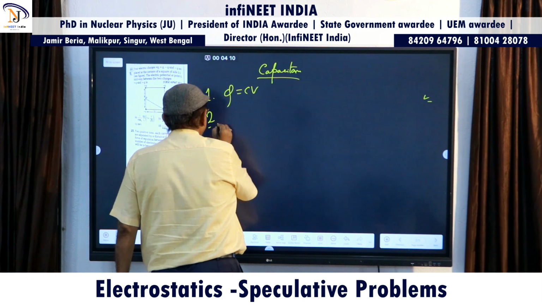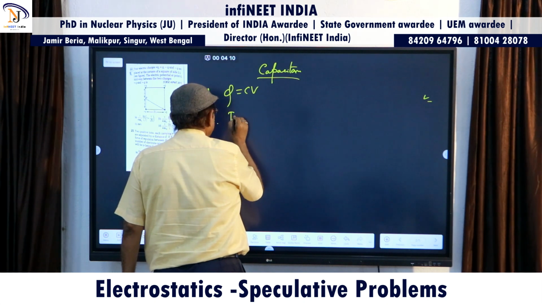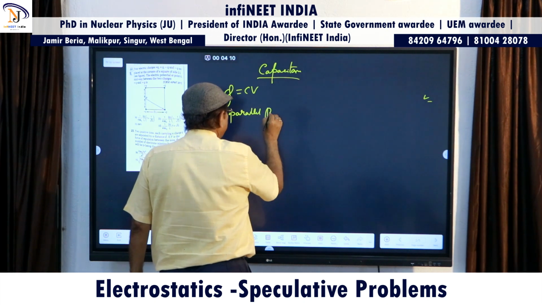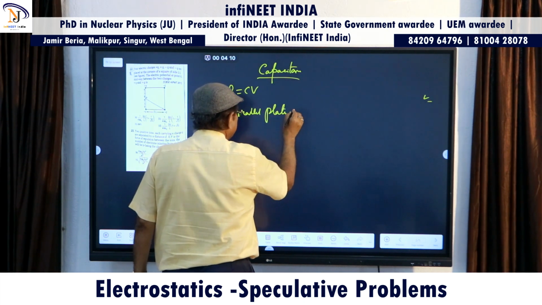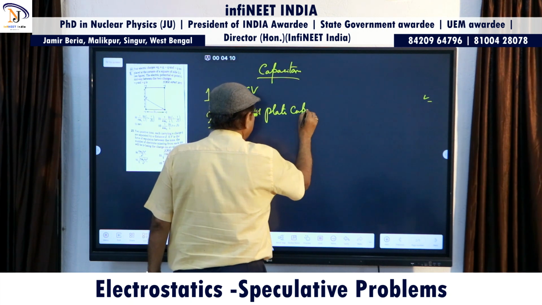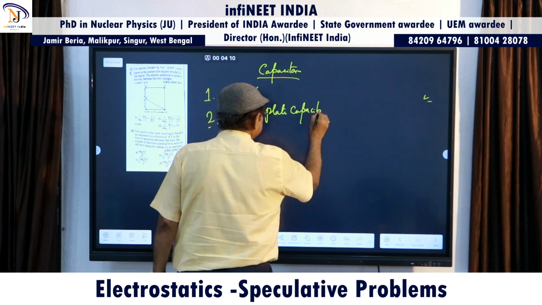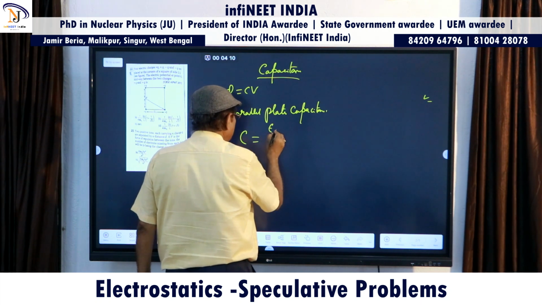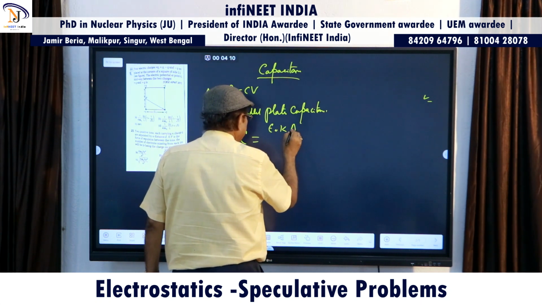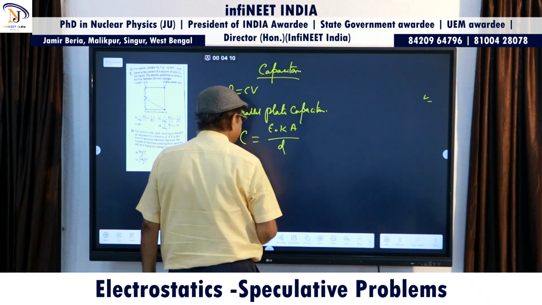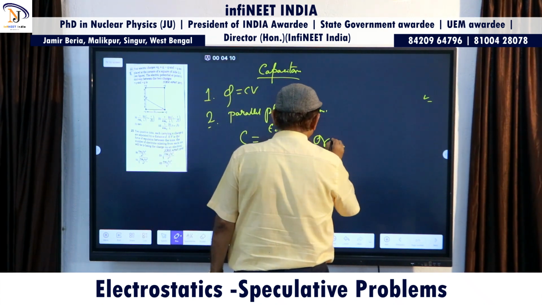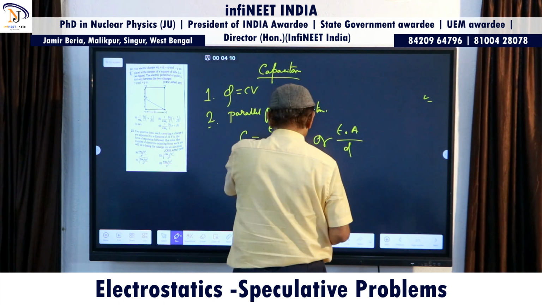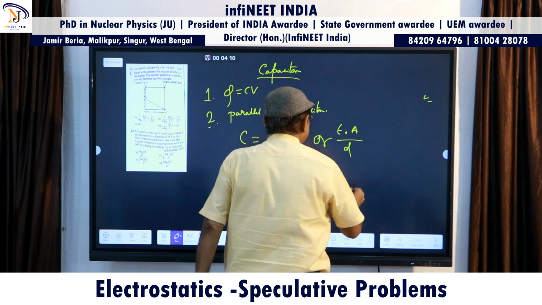Number 2. Parallel plate capacitors. C is equal to epsilon naught K A by D, or simply epsilon naught A by D, like this.